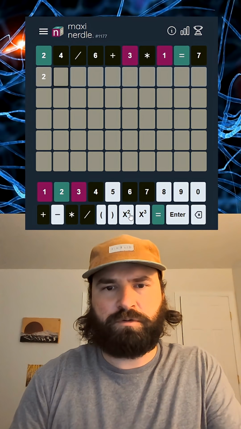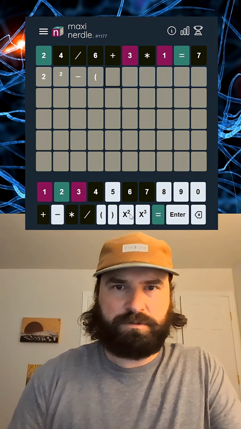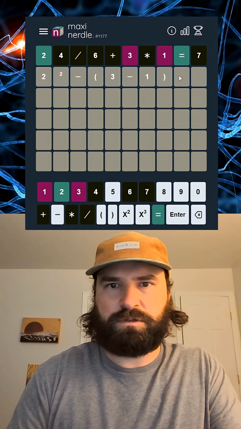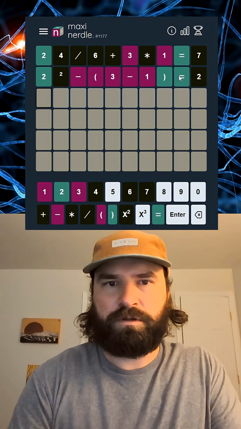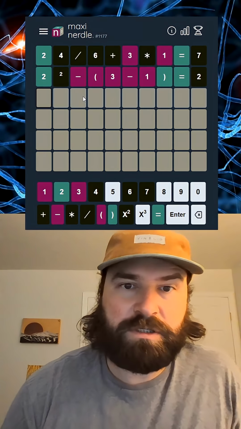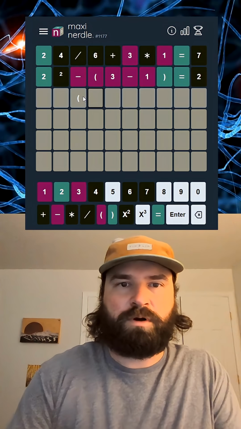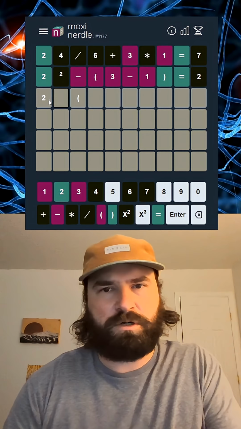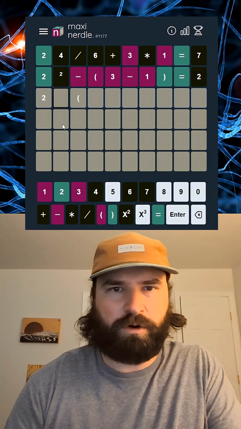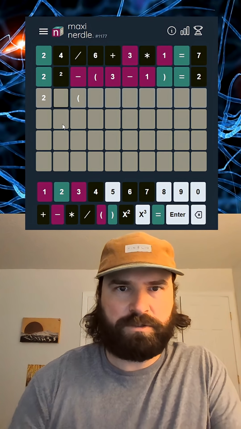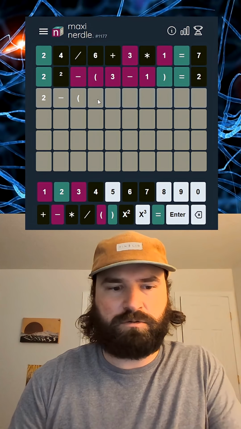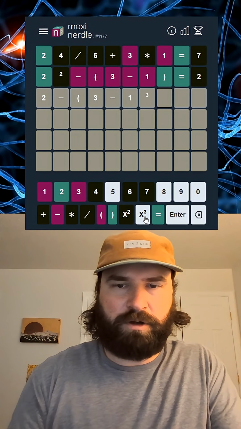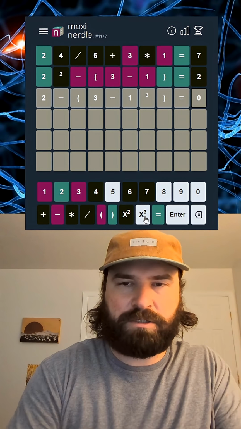If I go 2 squared minus (3 minus 1), this equals 2. This looks perfectly fine. Okay, there are parentheses. We're probably going to have another exponent somewhere. 2, yeah, I'm probably squaring the 1. It's probably just 2 minus, and then 2 equals 0. 3 minus 1, I always go cubed. Yeah, well, I don't have a square, so this could definitely be the answer.